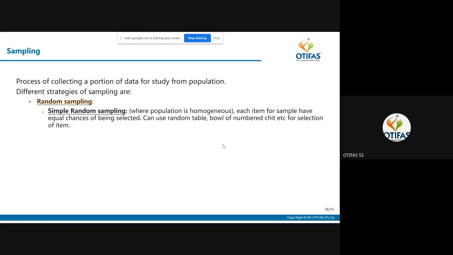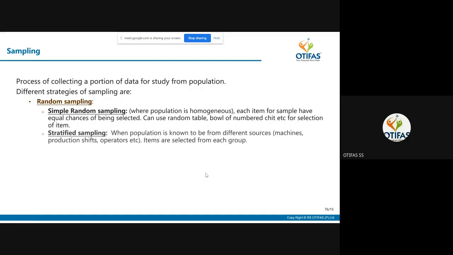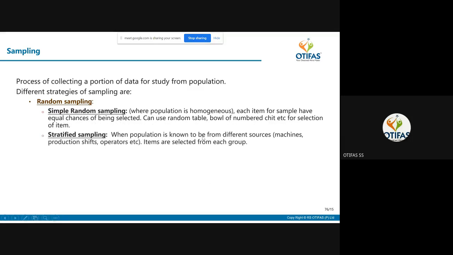When you say random, all samples have an equal chance of being selected. Then stratified sample. Stratified sample means you select samples from the machines, production, shifts, etc. That's called a stratified sample. Then you have judgment sampling, where sampling is based on one's own experience and opinion. Somebody will tell you, no, take the sample like this, because he is an experienced person. He says they'll take the sample this way, and then we'll study. So these are all different kinds of sampling.